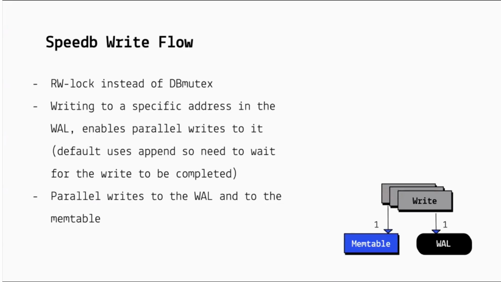So in Speedb, we did 3 main changes in the write flow. The first one is that we replaced the DB mutex with a read-write lock. So we dramatically reduced the number of times that the DB mutex is taken in the system. Writing to the WAL is now not using append. We are writing to a specific address space, so it allows parallel writes to the WAL. And the third change is that a new write is written to the WAL and the memtable in parallel, so it also saves time and increases parallelism.